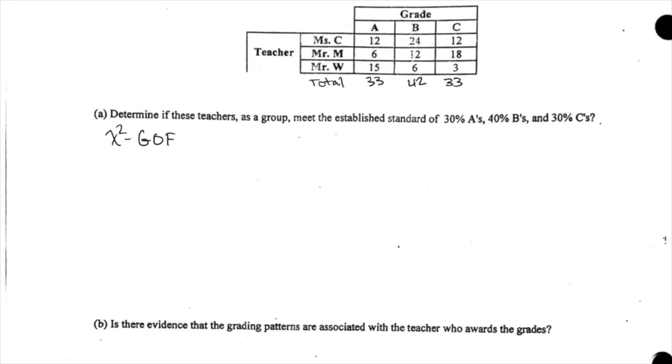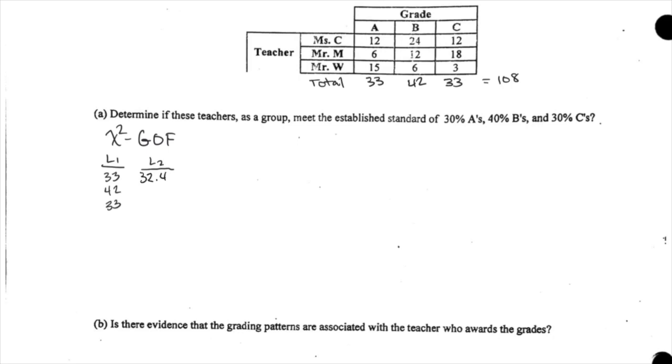Well, we're going to do this. We're going to do a 1. This is my observed value, so 33, 42 and 33. L2 is going to be my expected values, right? So I'm going to have to sum up my totals here. So 33 plus 42 plus 33. So my total sample size is 108. And so if I wanted 30% A's, I'm going to do 0.3 times 108. Remember, these can be decimals, so 32.4.